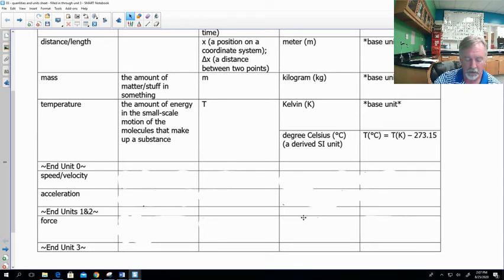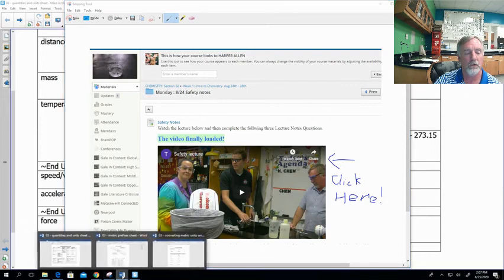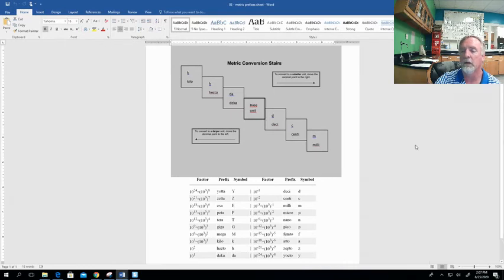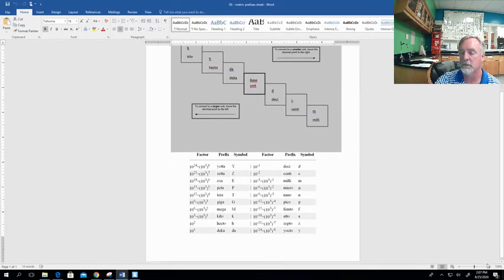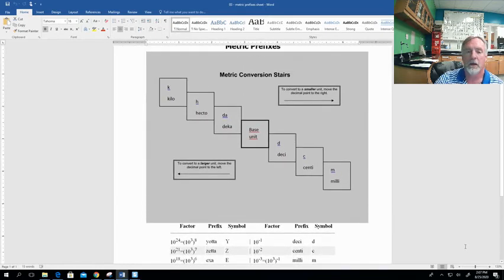Let's finally talk about some metric prefixes. So let's go over here. Whoa, I lost my metric prefixes. There it is. Let's make this a bit bigger so we can see it. So again, hopefully this is something familiar to you. We did talk about this in chemistry and physical science coming into here, but we often see this stair step kind of a thing, right?